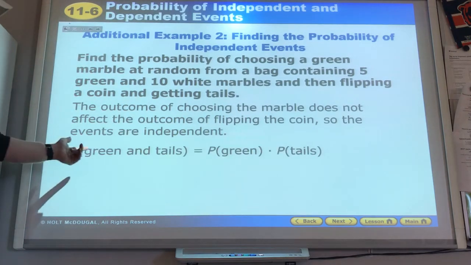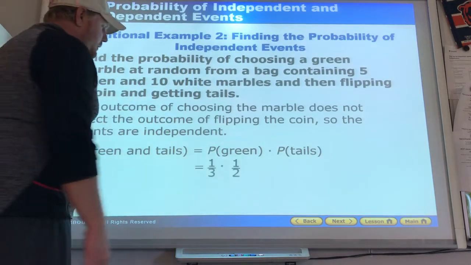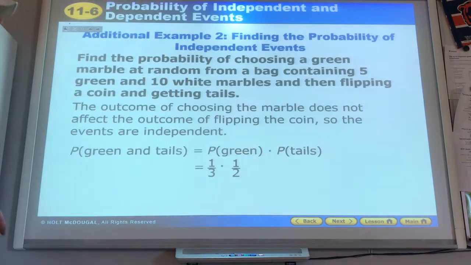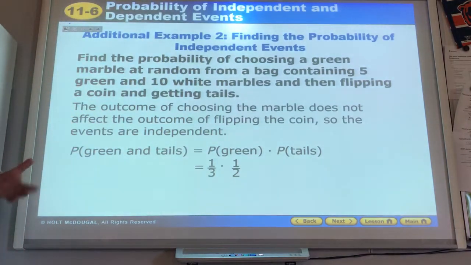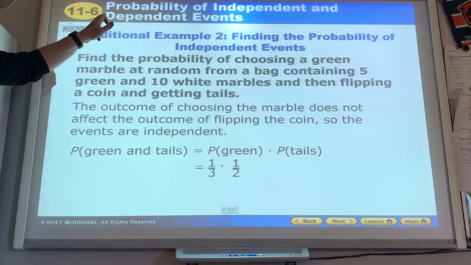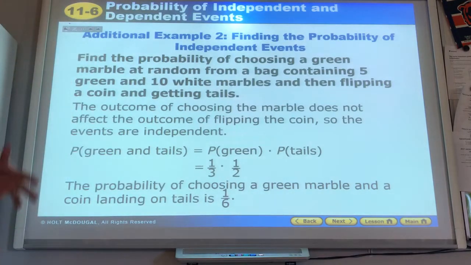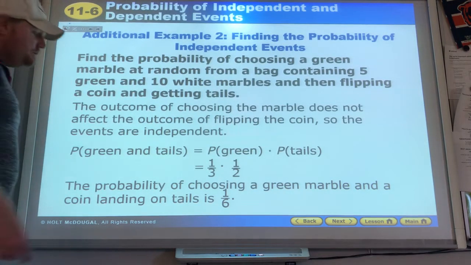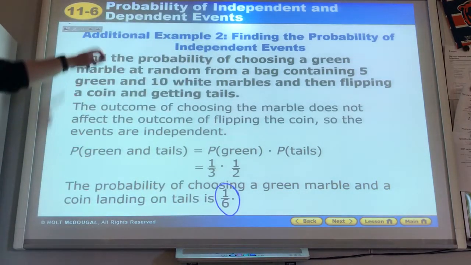So, what's the probability of green and tails? Well, let's look at the probability of getting a green one. All right, probability of getting a green one was 5 out of 15, or 1/3. Those are the same number. Probability of getting tails is 1 out of 2. We multiply those, and we get 1/6. Whether you reduce first or reduce at the end, it does not matter. You still get the 1/6 like I showed or the 1/6 like they showed.